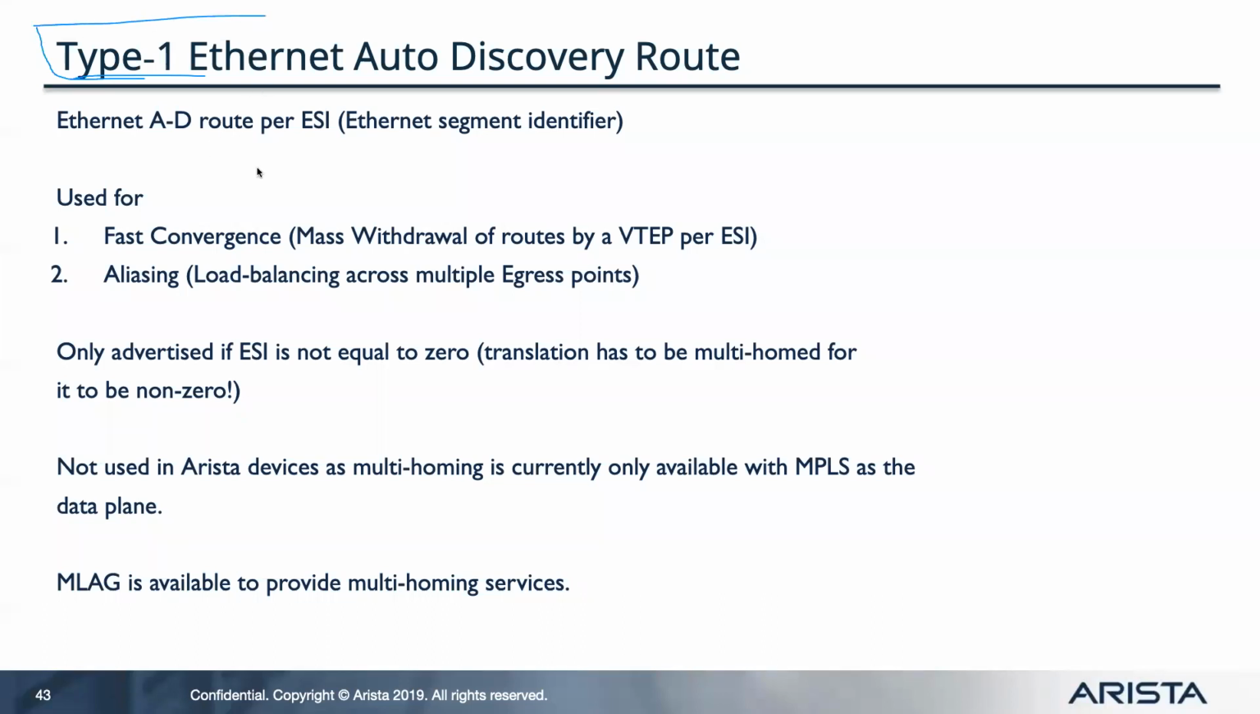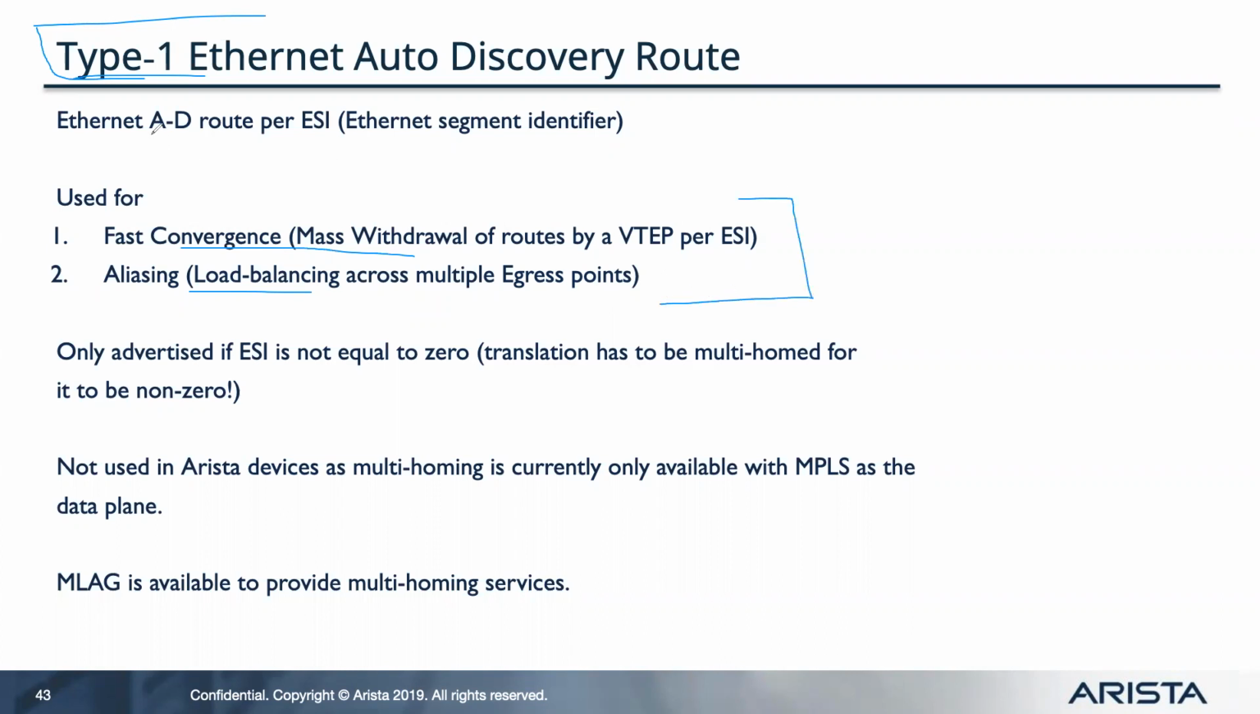Okay, so let's understand why we need type 1 and 4, and what type 1 solves, basically what it is used for. Why we need this type 1. So one is fast convergence, mass withdrawal. We'll discuss what this means: fast convergence, mass withdrawal of routes by VTEP, and aliasing, load balancing across multiple egress points. So these are the two main reasons why we need the type 1 route.